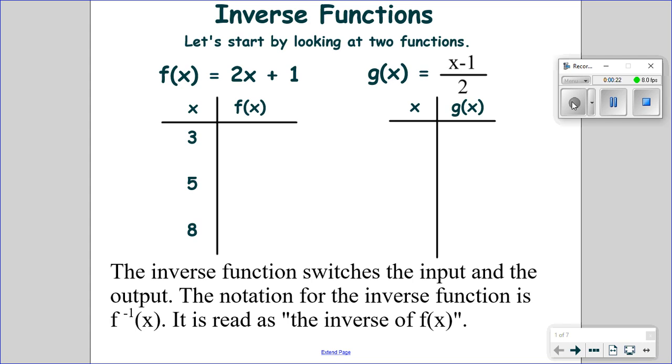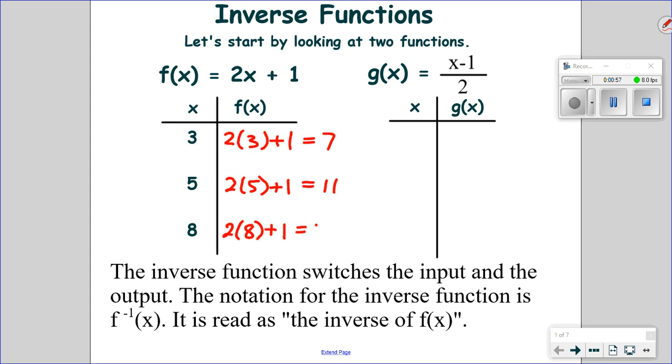Okay, we are going to start by just filling out a table of values for f of x. So given x equals 3, 5, and 8, we're going to find f of x by just substituting or plugging in 3 for x. So for instance, f of 3 would equal 2 times 3 plus 1. That equals 7. F of 5 would equal 2 times 5 plus 1. That equals 11. And then f of 8 equals 2 times 8 plus 1. That equals 17.